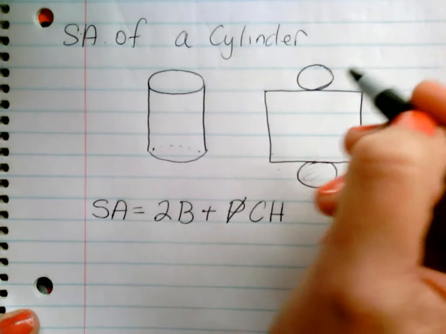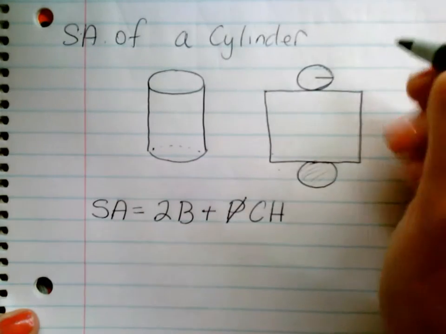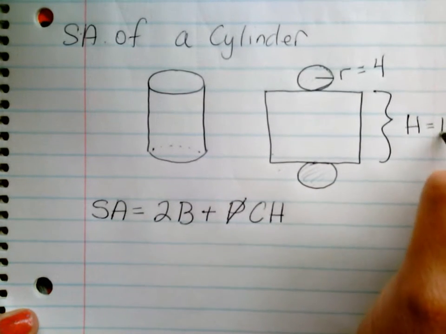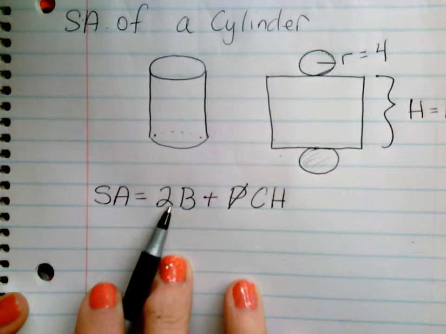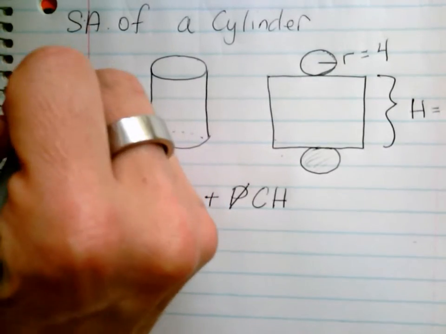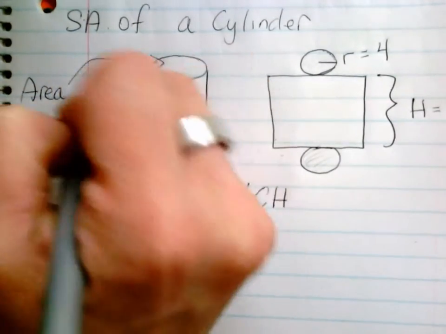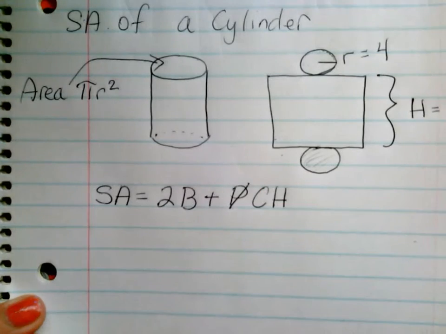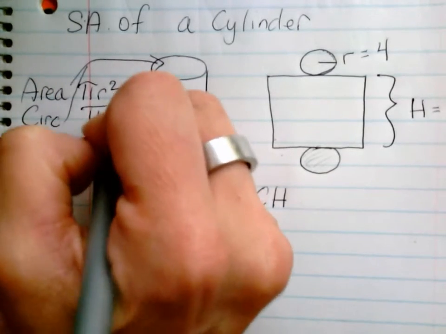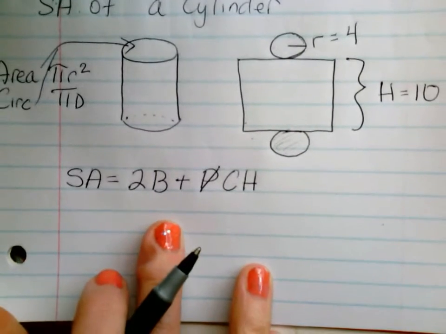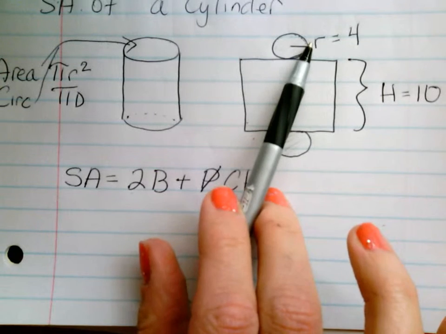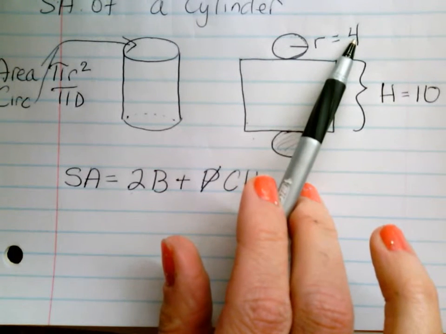So let's use their object. They have a radius of 4, and they have a height of 10. The bases are circles, so it's just pi r squared, right? Area of a circle is pi r squared. Circumference of a circle is pi d. Okay, pi d. So let's do the area of that circle. Pi r squared, so pi times 4 times 4, pi times 16.